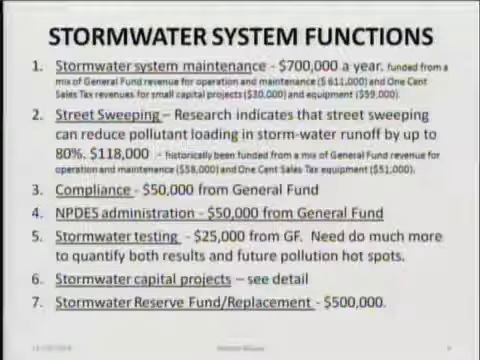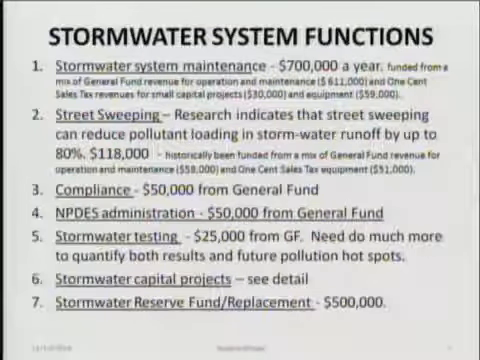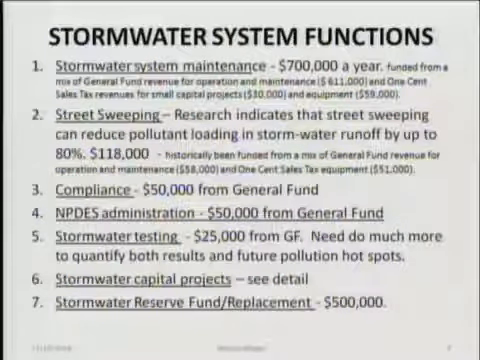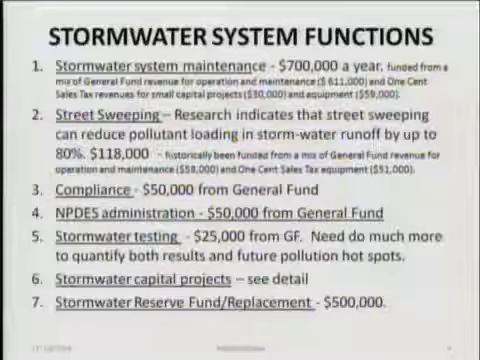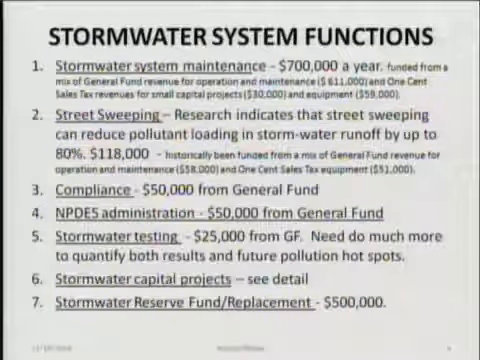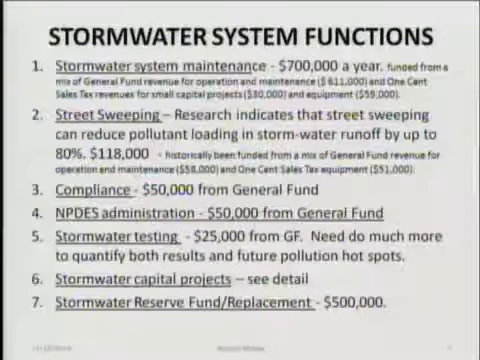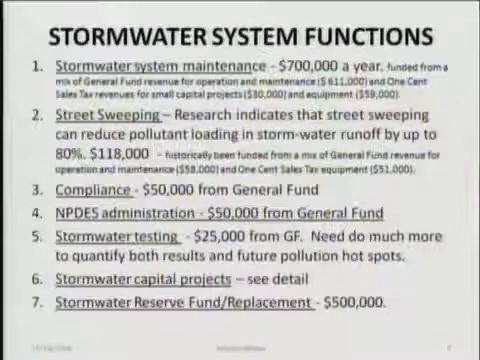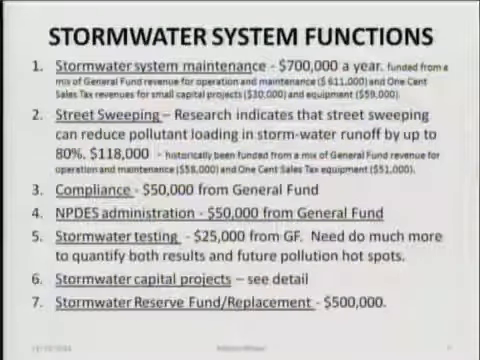Compliance, which is paperwork that needs to be done, and NPDES administration is another function we must do. The fifth one, stormwater testing. Currently, we don't do very much, but we spend $25,000 on it. We need to do much more. If we have a stormwater utility, we really need to be prepared to spend the money to see if we made an improvement and where the best bucks were spent.